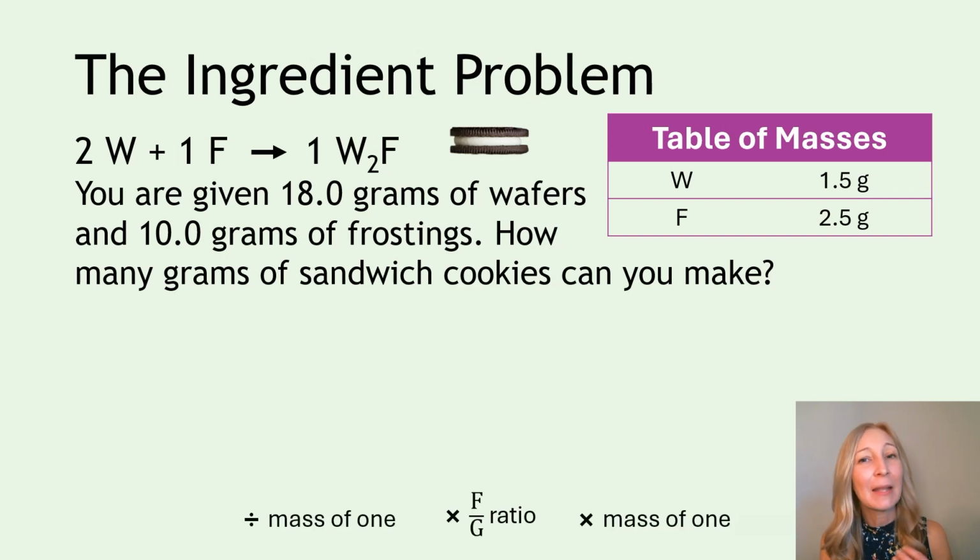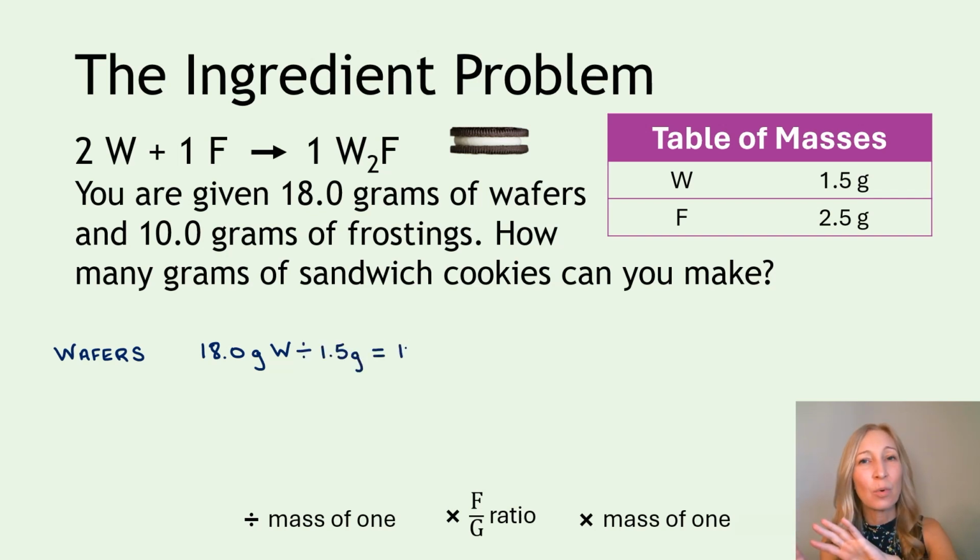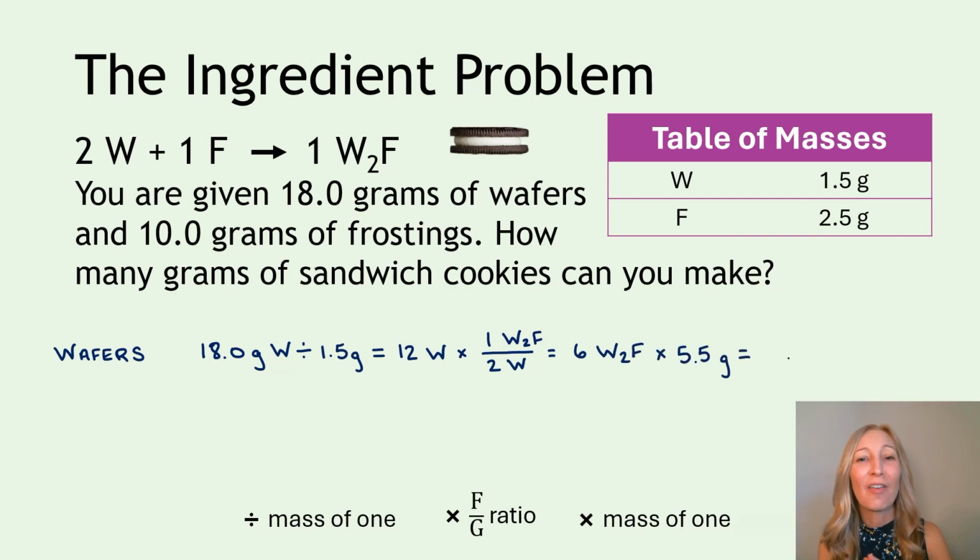Because we're given masses and asked to find masses, I'm going to set up this little template here to guide us. So let's start with the wafers by themselves. If we have 18 grams of wafers, that's equal to 12 wafers. That will give us 6 sandwich cookies, which will have a mass of 33 grams.